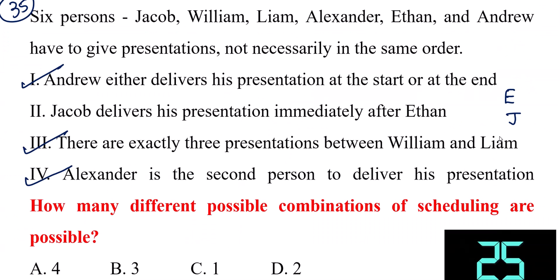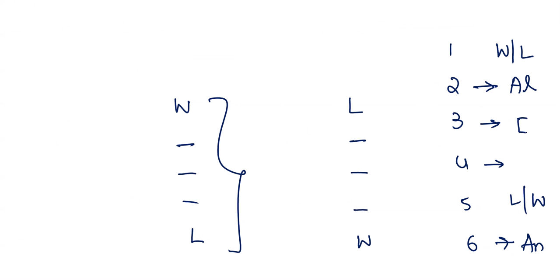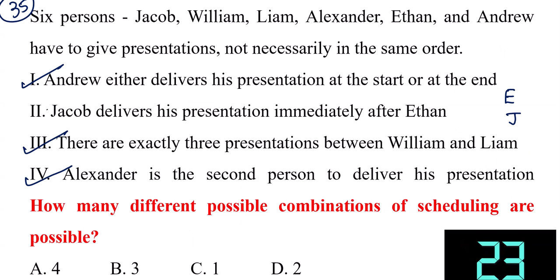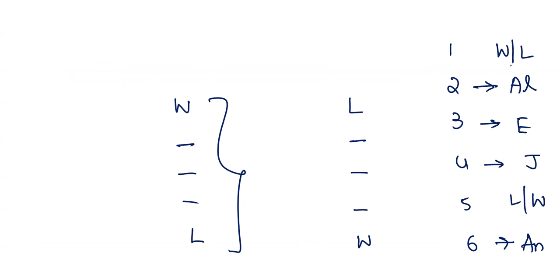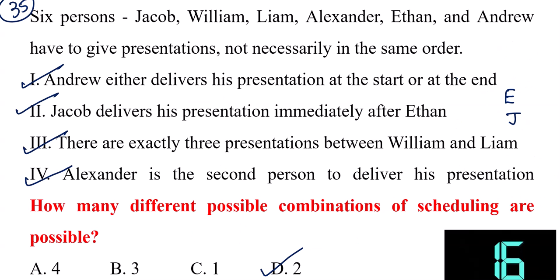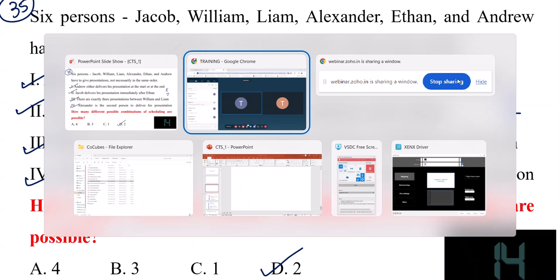So for 3 and 4, E and J will occupy. I think we are done with the entire data, right? So there are two possibilities, two different combinations. What are the two different combinations? One with William first and Liam at 5, and the next one with Liam starting. So there are two possibilities. We're done with the entire data, so two possible combinations are here.